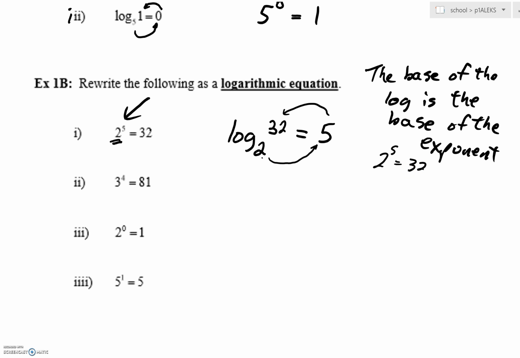So how do we do these? You find the base of the exponent, that's also the base of the log. The actual exponent, the actual power, is always going to go on the right-hand side. So help me with number 2. It's 3 to the 4th equals 81. So what's the base of the power here? It's a 3. So I'm going to have log with what base? 3. And the power is a 4. So do I put the power inside the log? No, the power always is equal to the log, right? And then you put your 81 here.